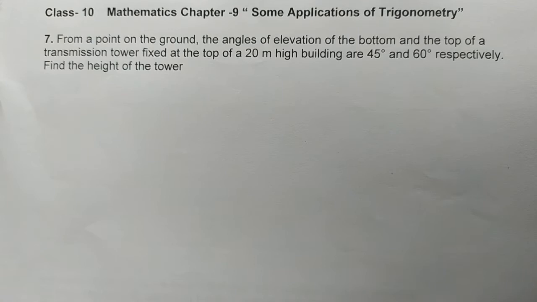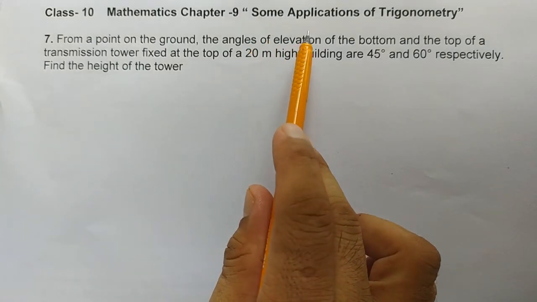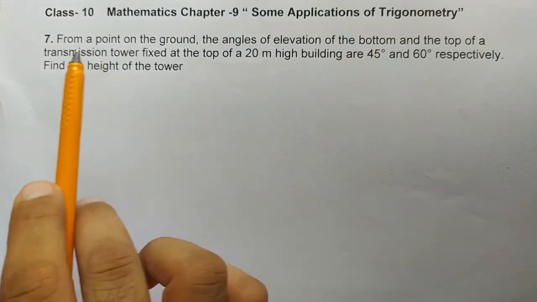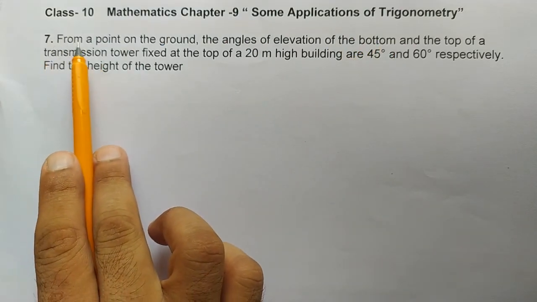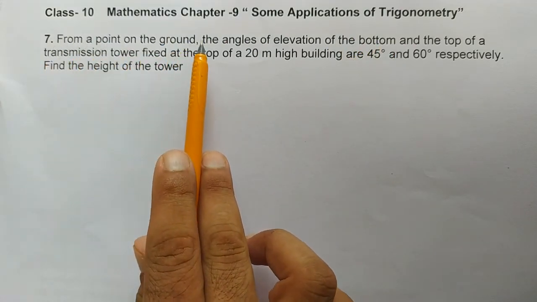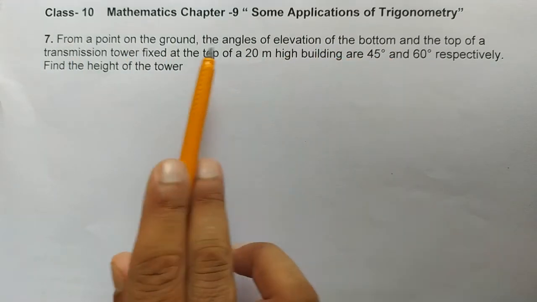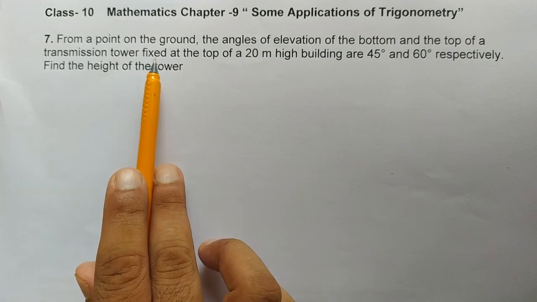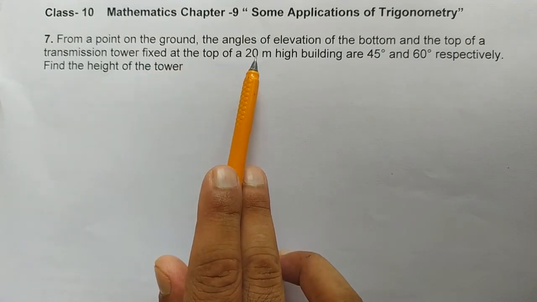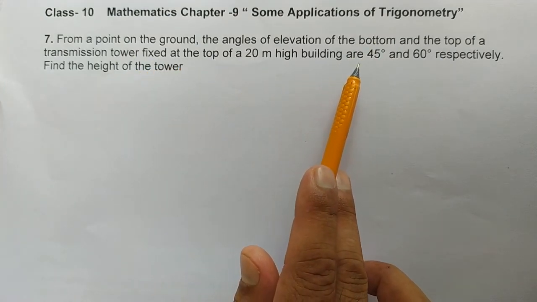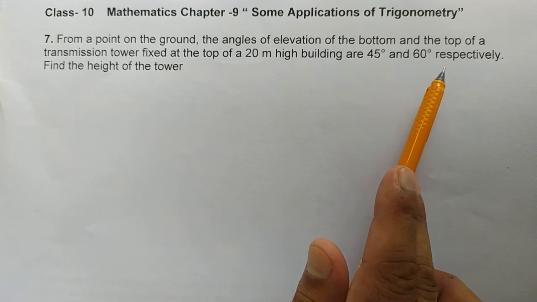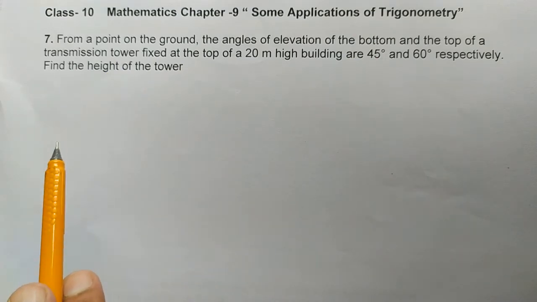Let's do this question. This is taken from class 10, chapter 9, some applications of trigonometry. The 7th question is, from a point on the ground, the angle of elevation of the bottom and top of a transmission tower fixed at the top of a 20 meter high building are 45 degrees and 60 degrees respectively. Find the height of the tower.